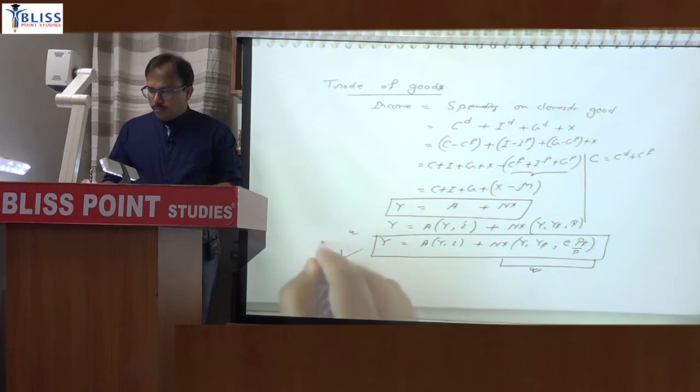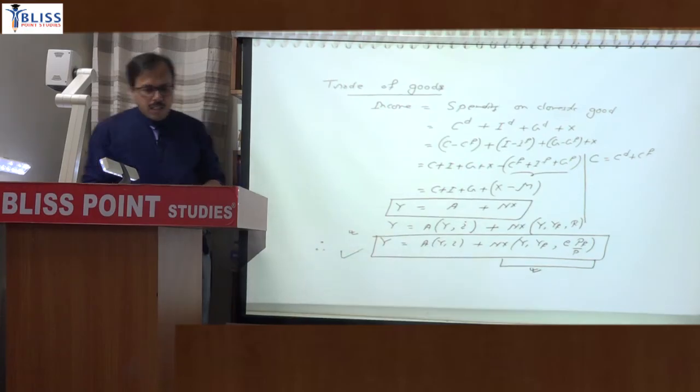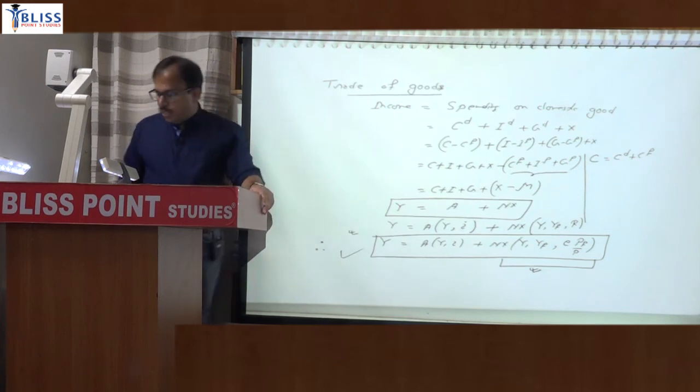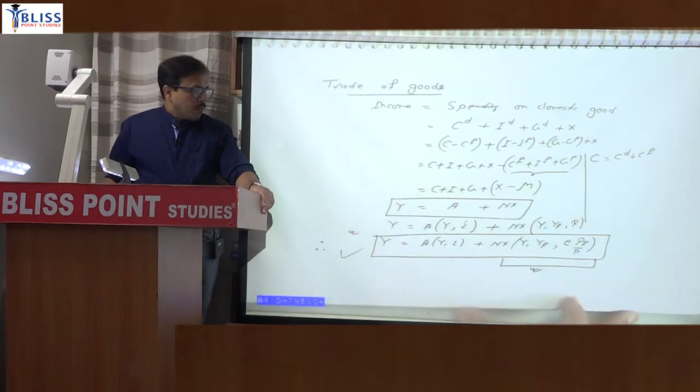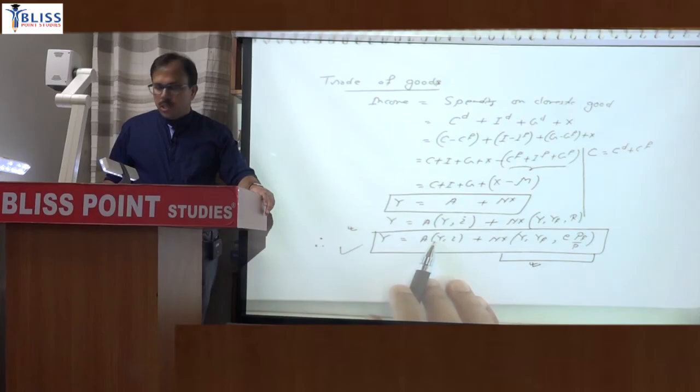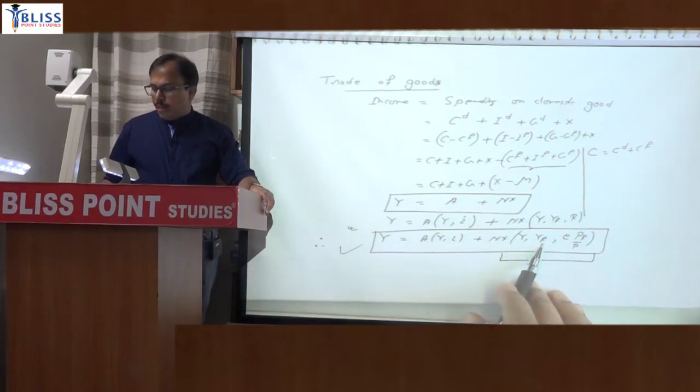Therefore, the IS equation can be written as, write down the last equation: y = A(y, i) + NX(y, yf, real exchange rate).